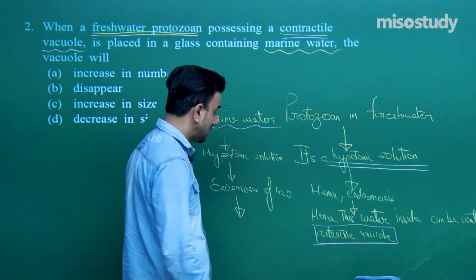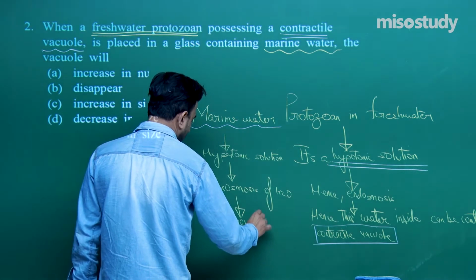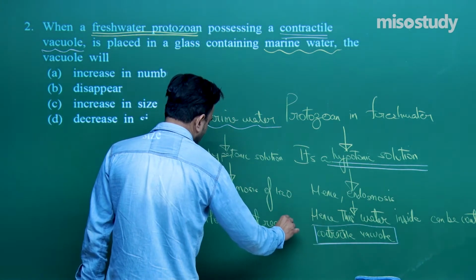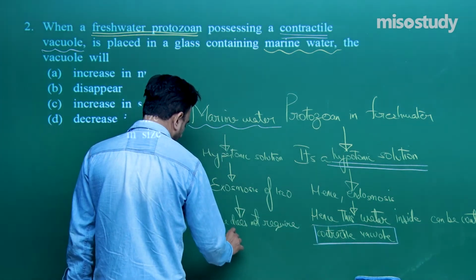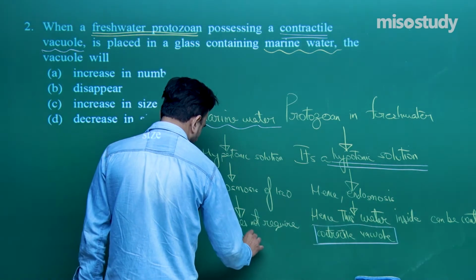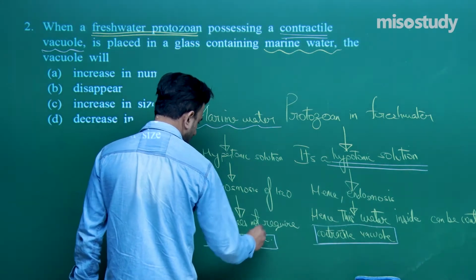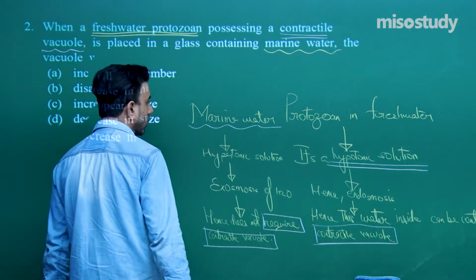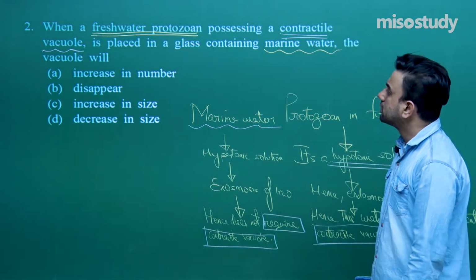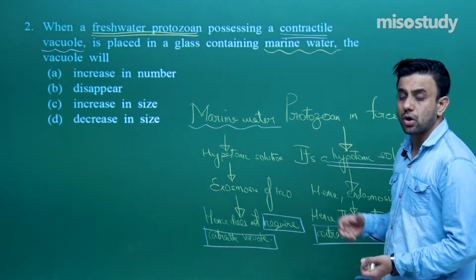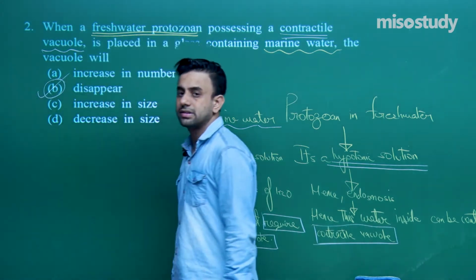Contractile vacuole was there, hence it does not require the contractile vacuole. So the option will be that definitely the contractile vacuole will disappear, right?